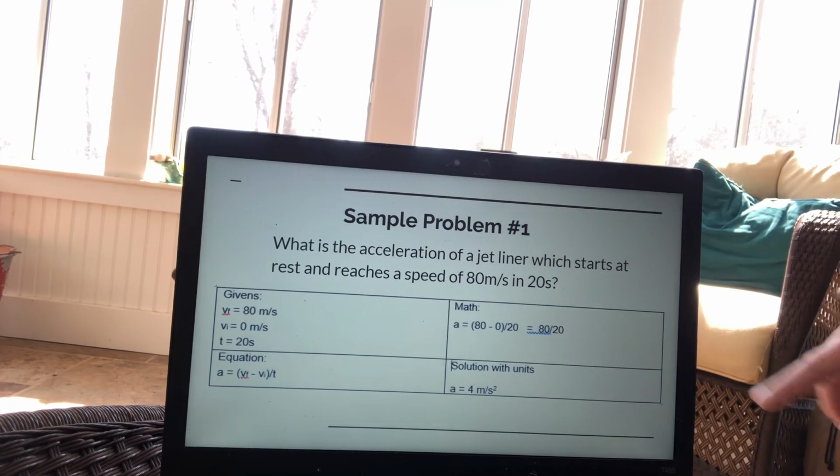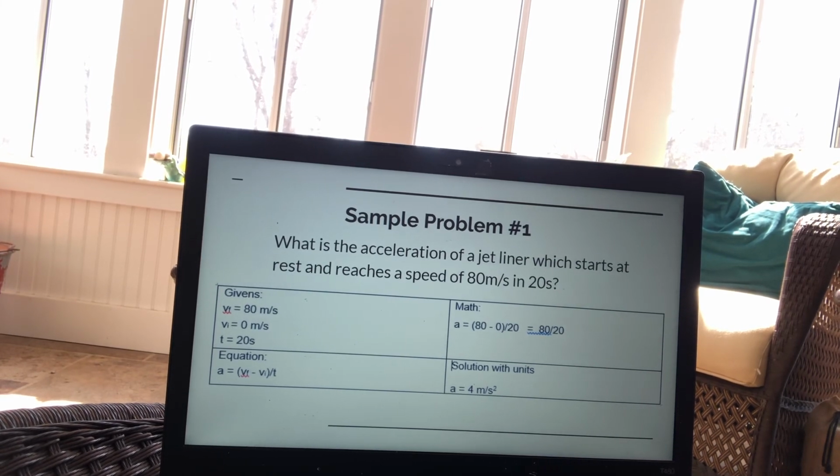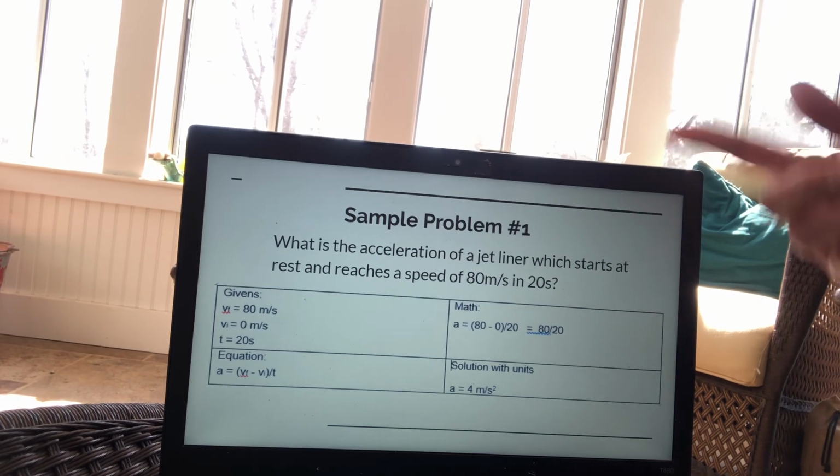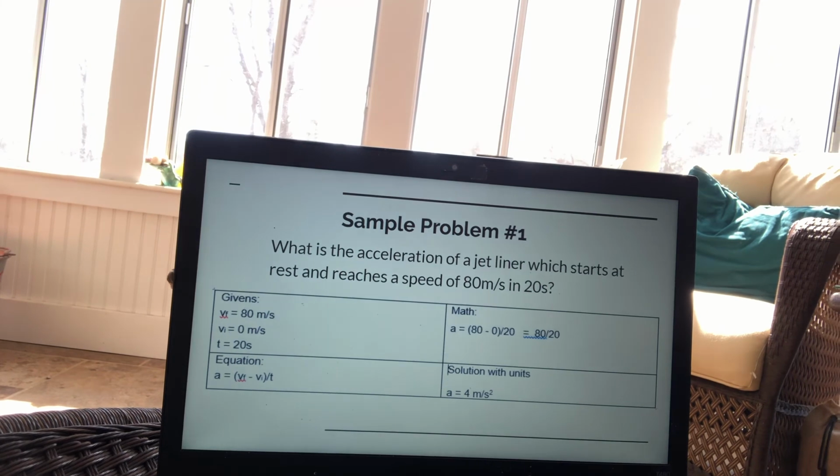But wait, you say, that's a negative number. Yes, you can have a negative acceleration. You're not wrong. We tend to call it deceleration, but it's treated the same way. It's the same equation. So that would be negative 4 meters per second squared.